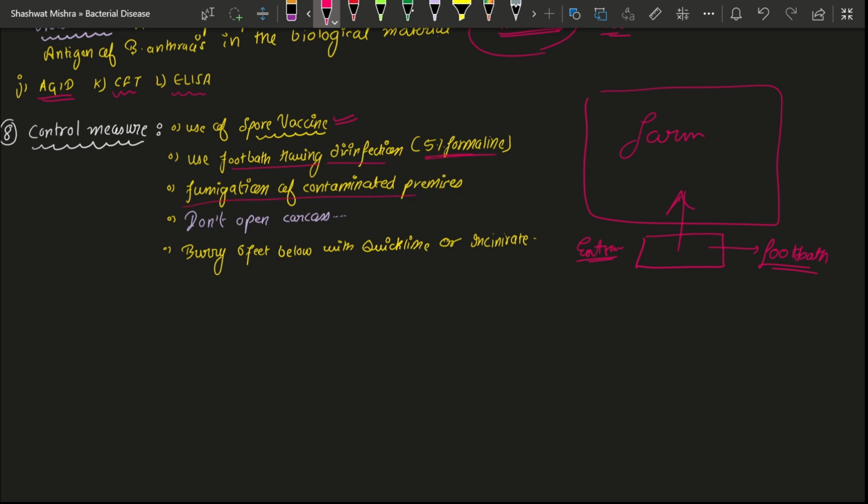If you encounter a case in your farm which is suspected to be anthrax, proper fumigation should be done at your farm. And as I mentioned earlier, do not open the carcass for postmortem examination if you suspect that it could be anthrax. At last, bury the carcass 6 feet below with quicklime, or you can incinerate or burn it down. Okay, so that was all about anthrax.